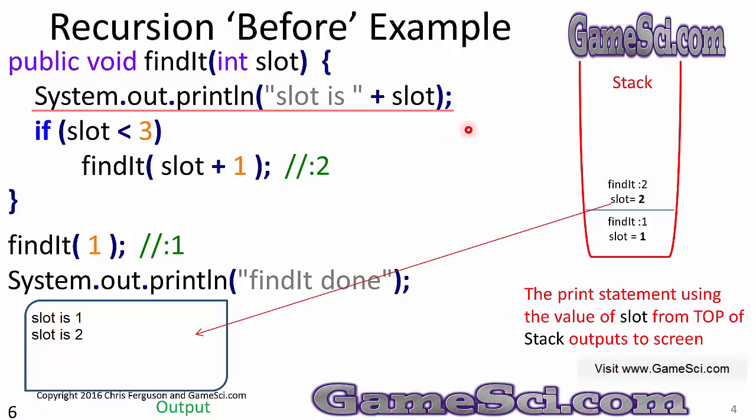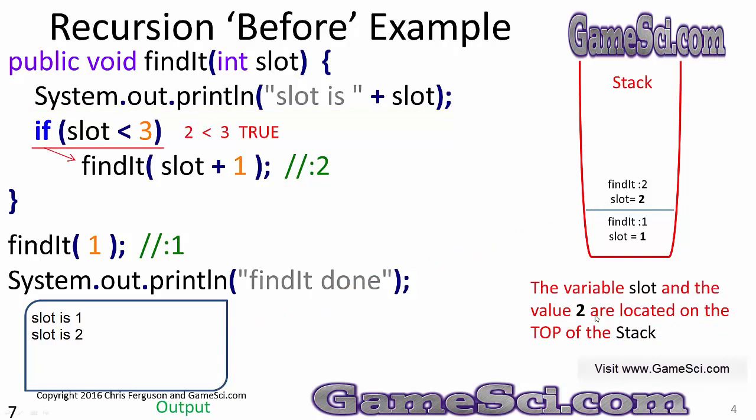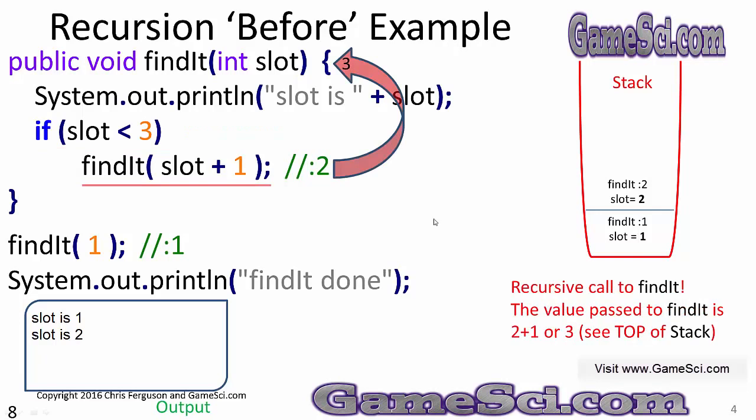Our print statement is before the recursion, so it's going to print right away. The value of slot will come off the stack and be printed on the screen right here. Now we'll execute our if statement. Current value of slot is 2. You can see that on the top of the stack. 2 less than 3 is a true statement. We're going to go inside the if code and execute the code following the if statement. Whoop, there's our recursion. The current value of slot is 2, so 2 plus 1 is 3. So we're going to recursively call ourselves and send it the argument, or the value, 3 as the parameter.